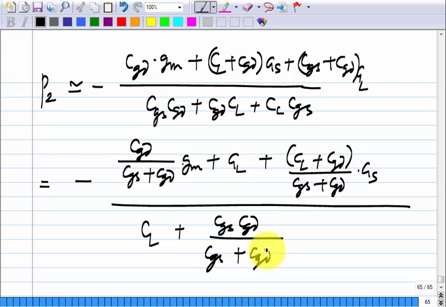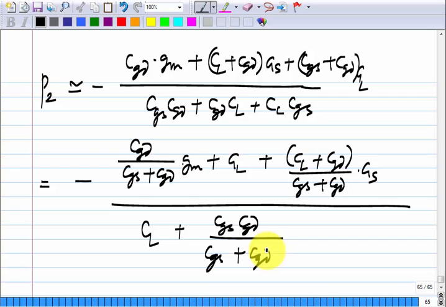Correct. I took the previous expression and divided both numerator and denominator by CGS plus CGD. Now clearly the numerator has dimensions of conductance, the denominator has dimensions of capacitance. So first let's start with the denominator, which is the easier part. The denominator is supposed to be some capacitance, but what does that expression represent?